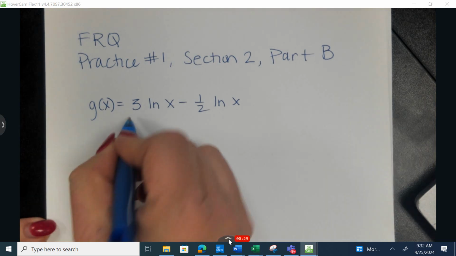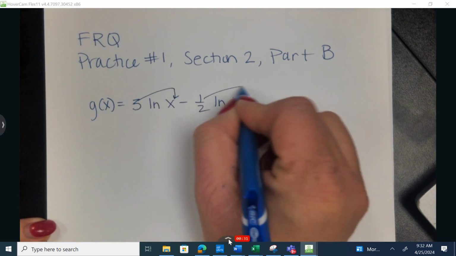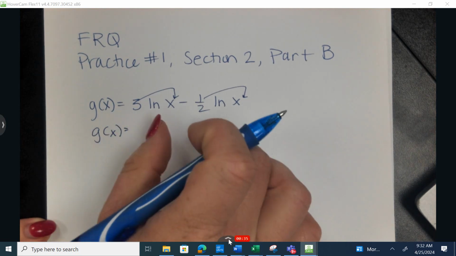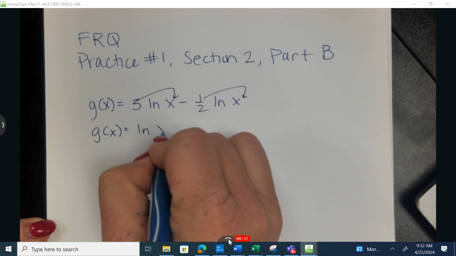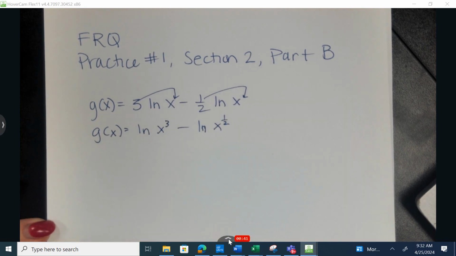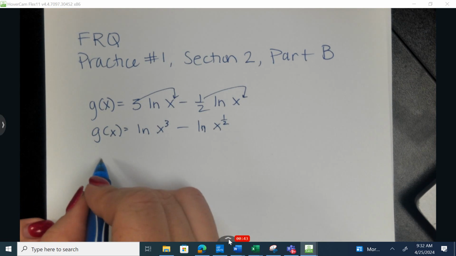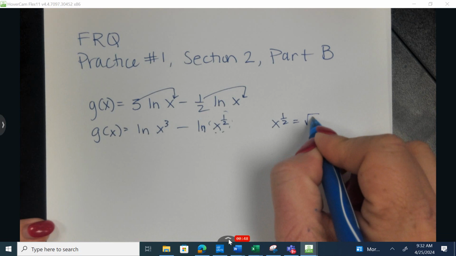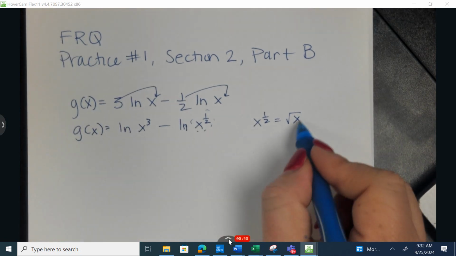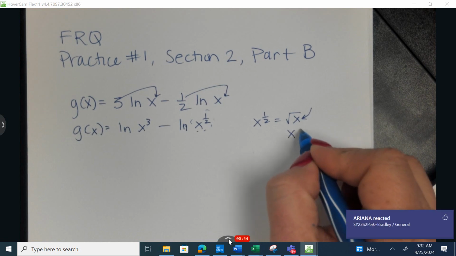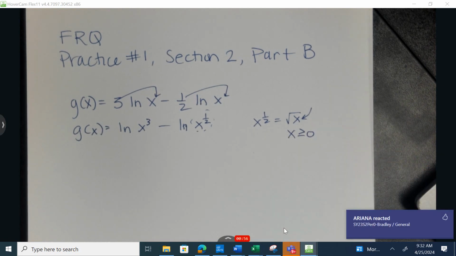So let's get started. I know that this can become an exponent on an exponent. So this right now is going to be condensed into the ln of x cubed minus the ln of x to the 1/2. By the way, keep in mind that x to the 1/2 is equal to the square root of x. And when that occurs, we know that the smallest number that we can plug in is 0. So I already know that x has to be greater than or equal to 0 for the domain.